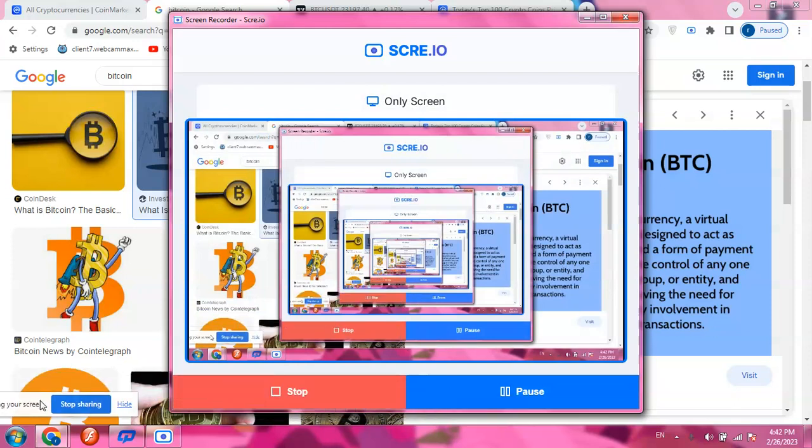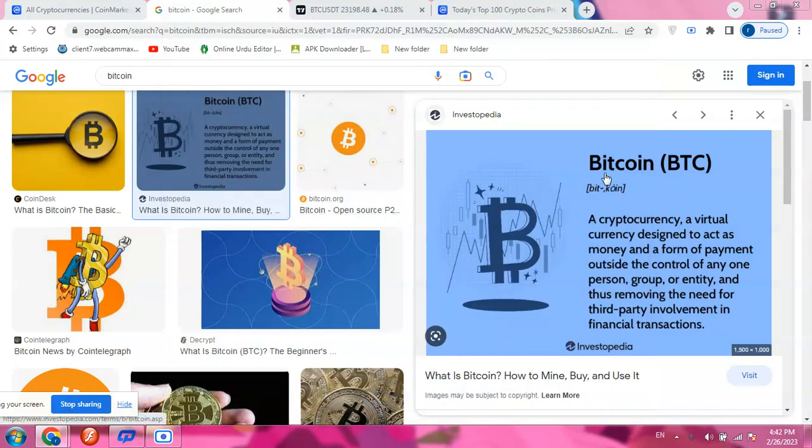What is Bitcoin? I will introduce Bitcoin totally. Okay, Bitcoin is BTC. The real name is Bitcoin, a cryptocurrency, a virtual currency designed to act as money and a form of payment outside the control of any one person, group, or entity, and thus removing the need for third party involvement in financial transactions.